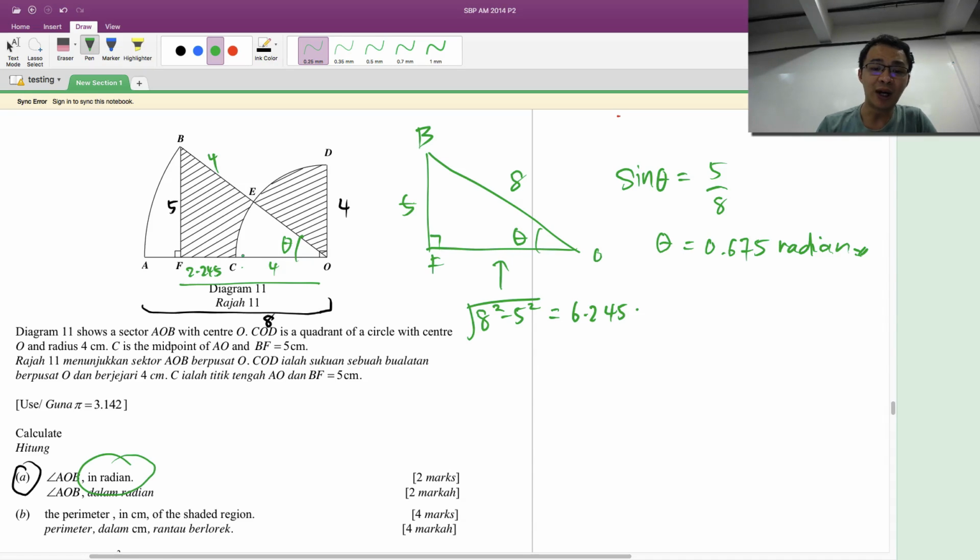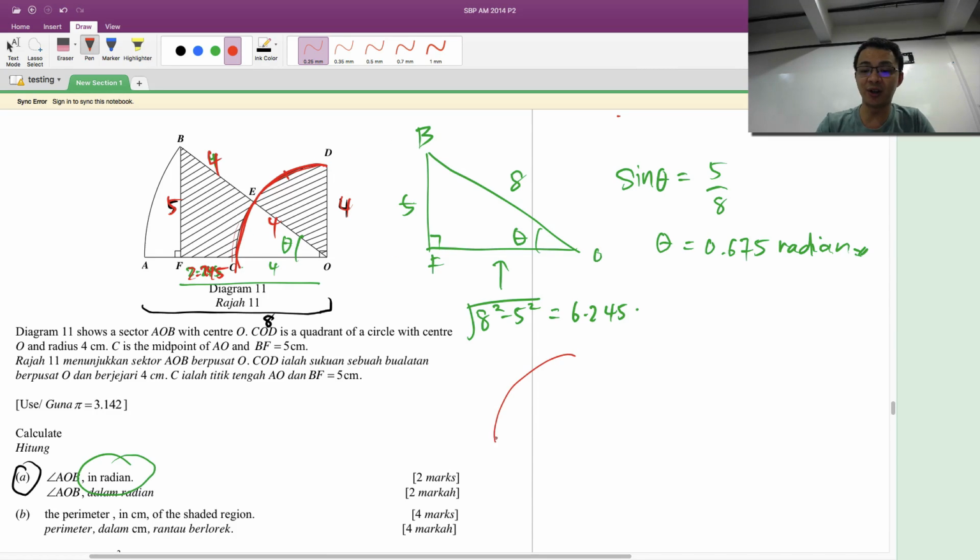So now, I only need to find two things. First, I need to find this one. Second, I will need to find this one. You can find both of these from the same sector, so I will find the whole thing at once, and then add all together. So I will add the 4 here, the 4 here, 5 here, and then 2.245 here. Yeah, that's all. So I will find this one first.